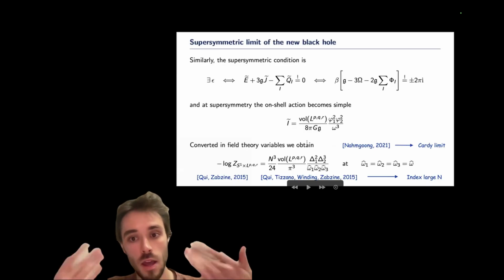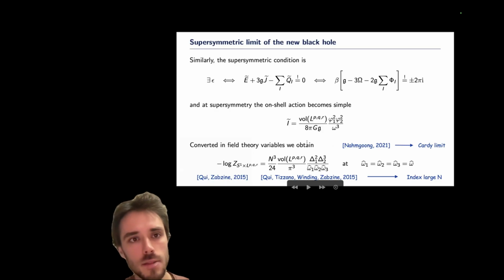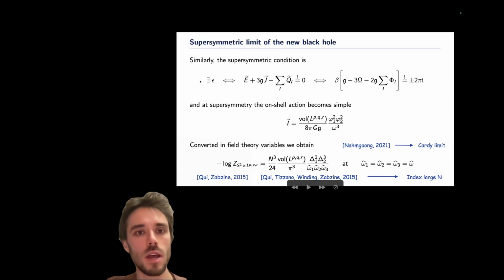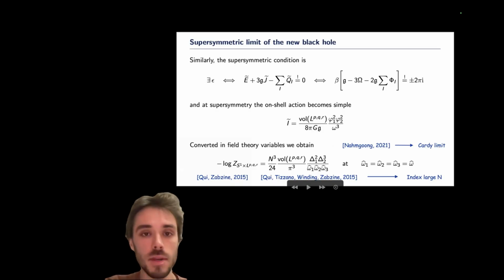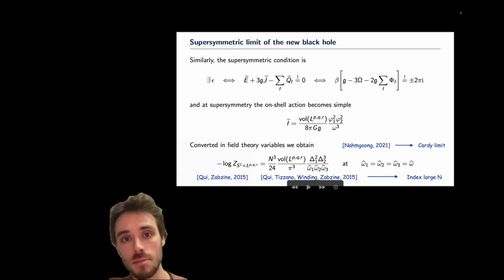And now we do the same as what we did in the previous case. We ask under what conditions this object is supersymmetric. And the conditions are very reminiscent of what was happening before. Existence of a Killing spinor means that the charges sum up to 0. Now these are the tilde charges. And that the potentials are plus minus 2 pi i.